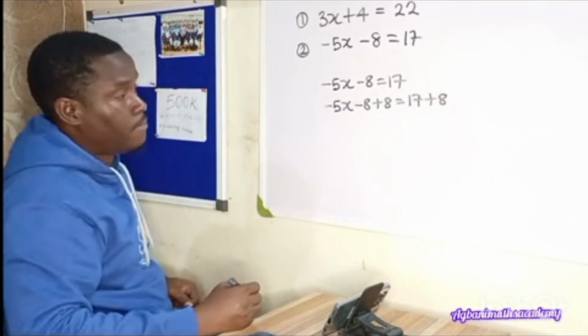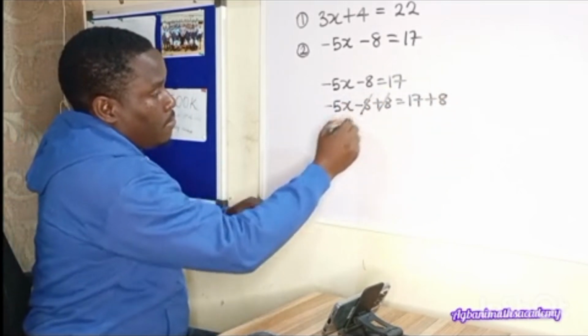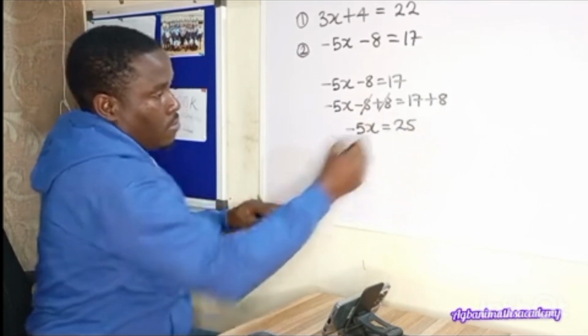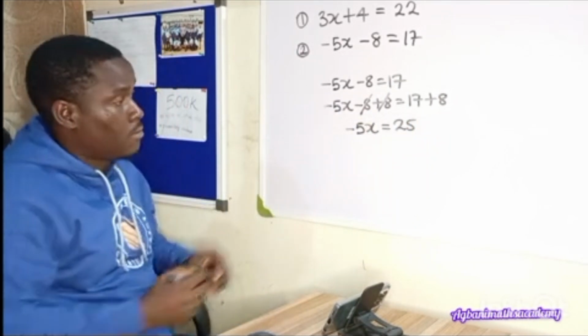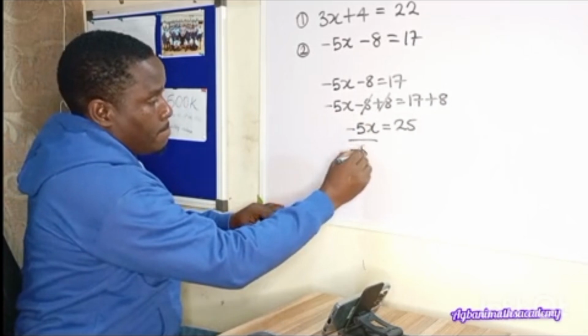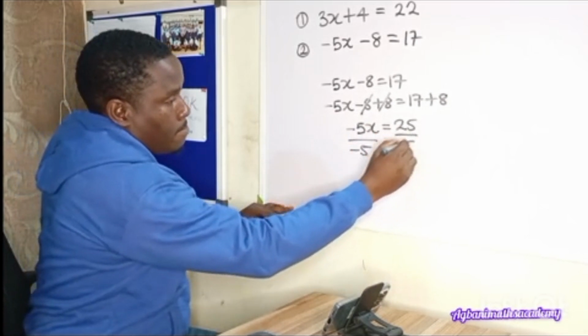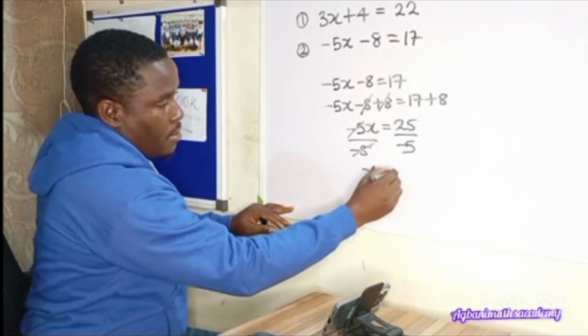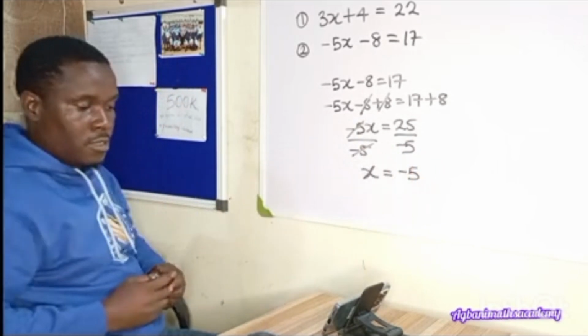Okay. And 17 plus 8 equals 25, so negative 5x equals 25. Then negative 5x over negative 5 equals 25 over negative 5. And x equals negative 5. Okay. Correct.